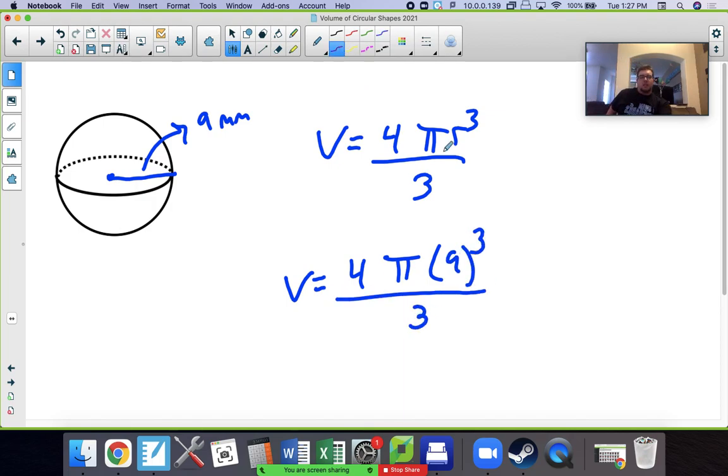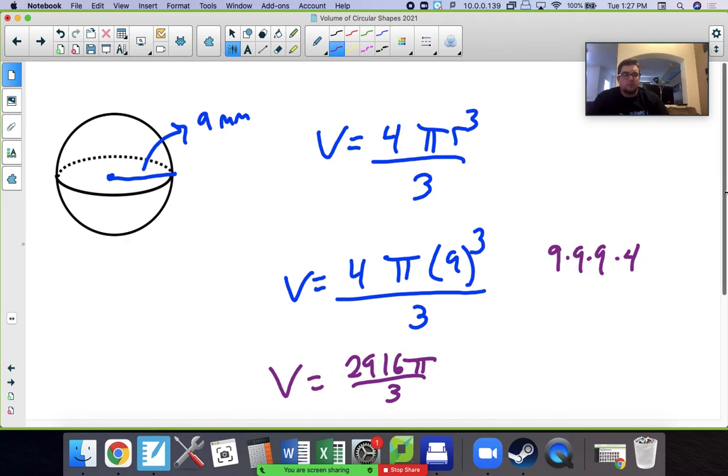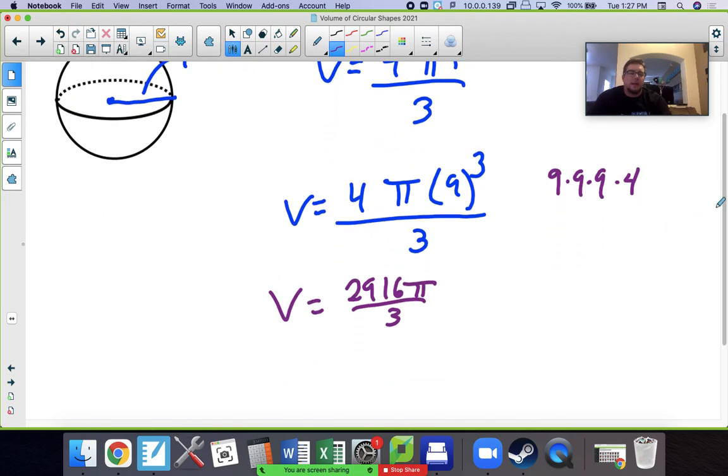So on the top, we're going to take 9 cubed. So that's 9 times 9 times 9. We're then going to also multiply the 4. I like to do this all in one step on the calculator. So I'm going to take 9 times 9 times 9 times 4. And I get 2,916 pi over 3. Once I've multiplied everything on the top, I'm going to divide it by 3. That gives us 972 pi units cubed.